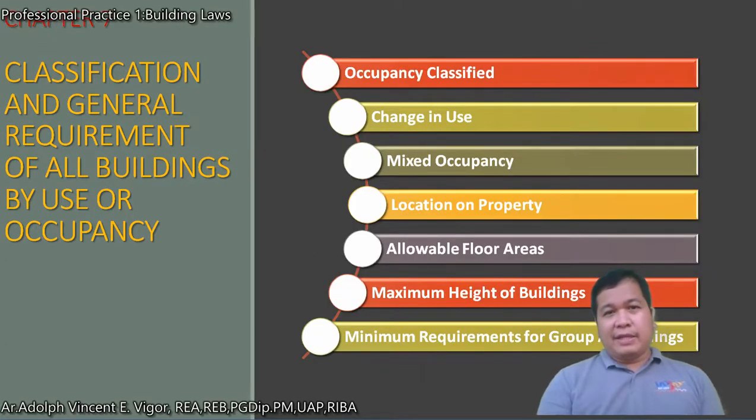Chapter 7, the classification and general requirement of all buildings by use or occupancy. So you have there occupancy classified, change in use, mixed occupancy, location and property, allowable floor areas, maximum height of buildings, and then minimum requirements for group dwellings. Okay, so why is it that the maximum height of buildings are stated in this Chapter 7? It is especially important if you have a building that is near an airport.